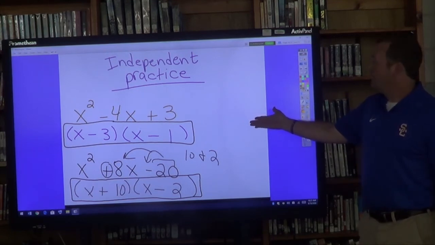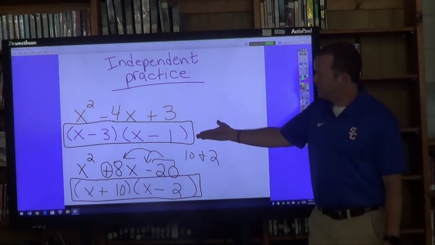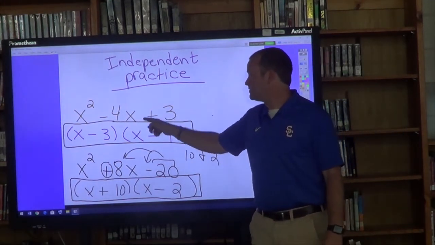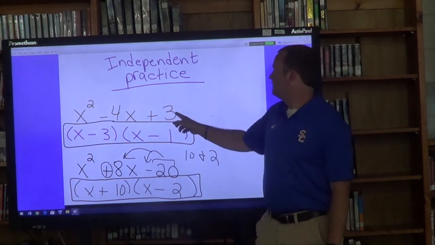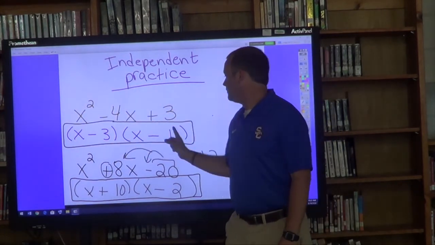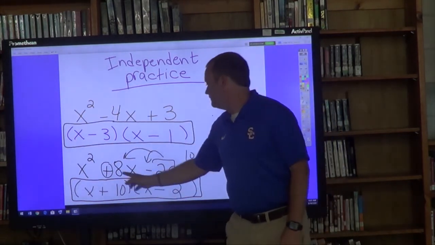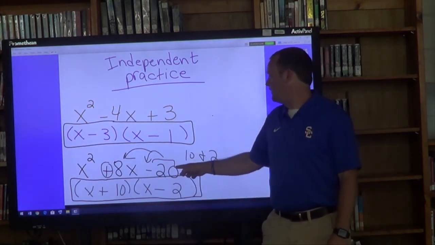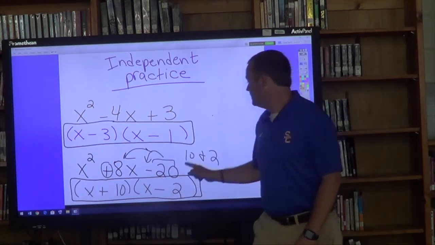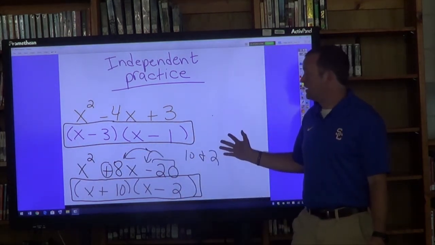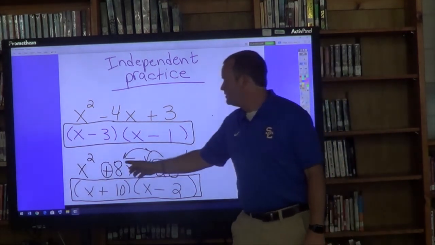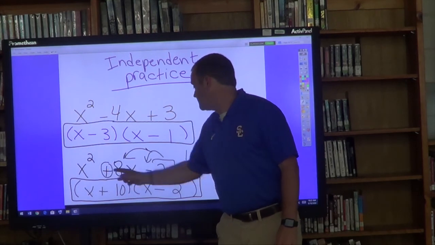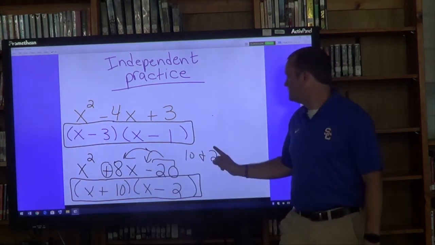From our independent practice, if you were able to work it, these are the answers you should have gotten. For the first one, it would have been two negatives, because the signs are the same and they're both negative. Factors of 3 you could add to get 4: 3 and 1. Here, I've got my parentheses. Signs are different, one's positive, one's negative. Factors of 20 I could subtract to get 8 were 10 and 2. Since the signs are different, I don't know which one gets what, so I look in the middle. When it's positive, my largest factor gets that sign. That's why the 10 got the positive and the 2 got the negative.